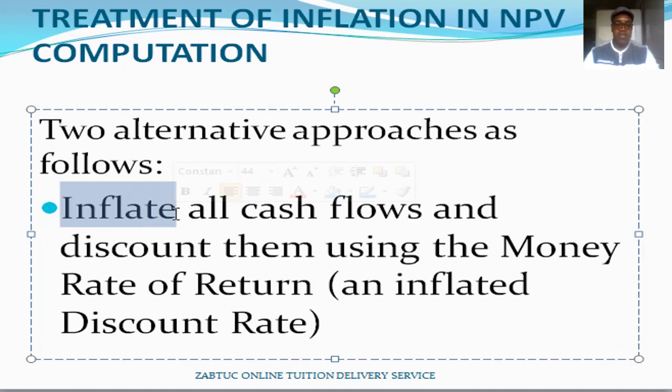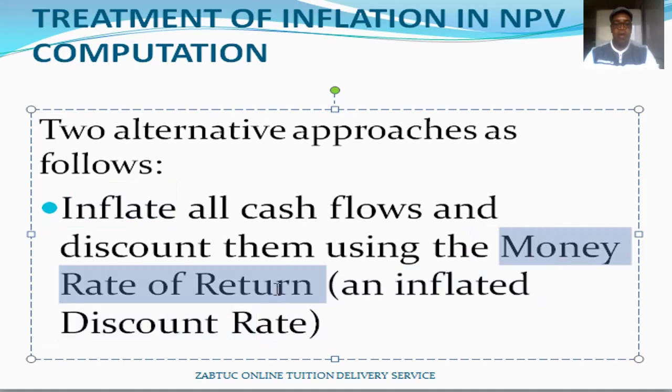And if you inflate the cash flows, remember to discount using what we call the money rate of return. So that's the only clue. Once you inflate the cash flows, when it comes to discounting, use the money rate of return. What's the money rate of return? It is simply an inflated discount rate, or a discount rate which is inclusive of inflation.